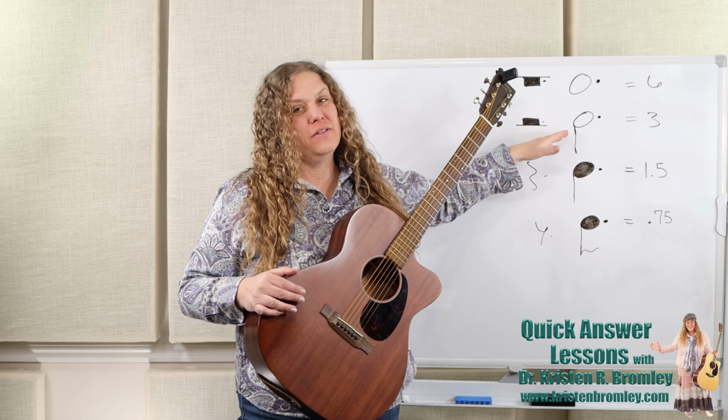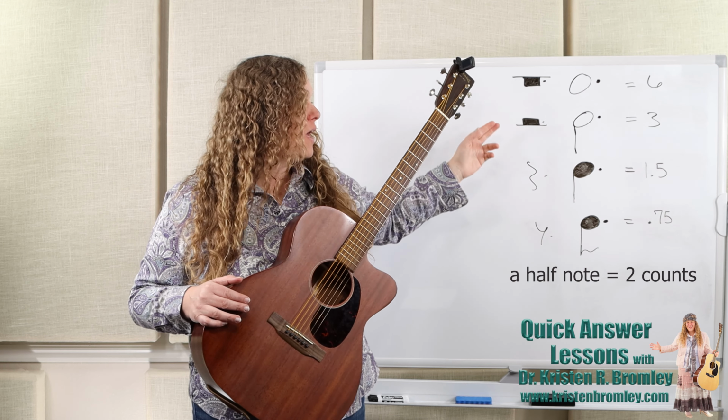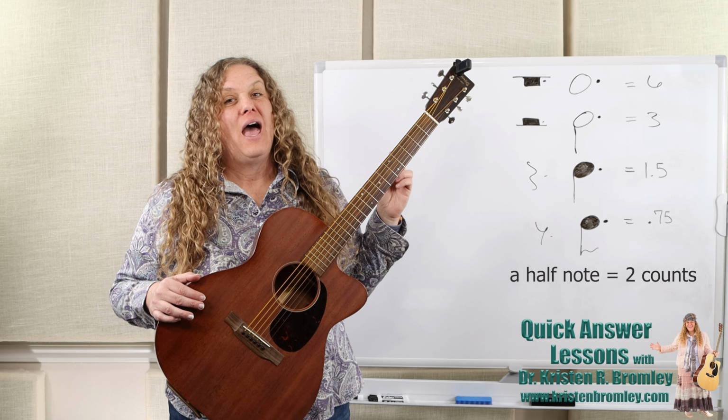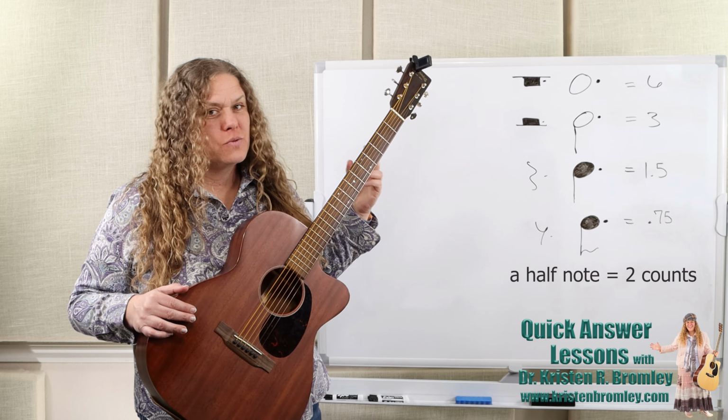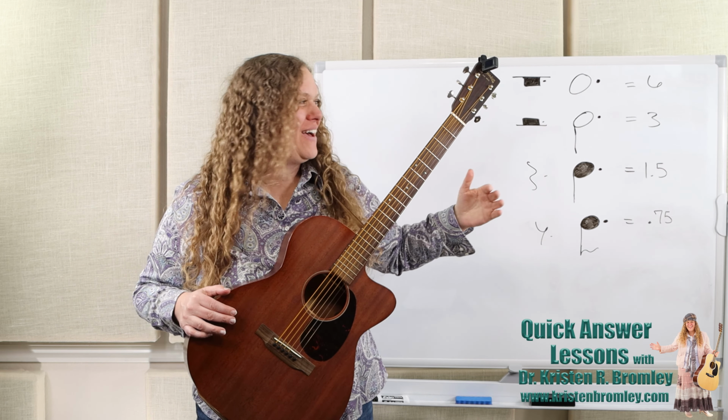So a half note is normally worth 2 counts, or a half rest is worth 2 counts. Half of 2 is 1. 2 plus 1 equals 3, like my math. So a dotted half note is worth 3 counts.